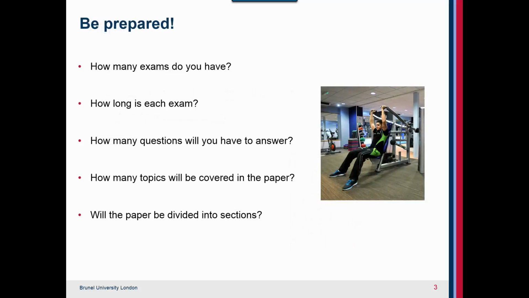The first thing is to be prepared, so consider the following questions to make sure that you're making the most of your revision period. Plan ahead and think about how many exams you have, how long each exam is, how many questions you will have to answer, how many topics will be covered in the paper, and whether the paper will be divided into sections. Your subject lecturer will be able to help get answers to these questions.